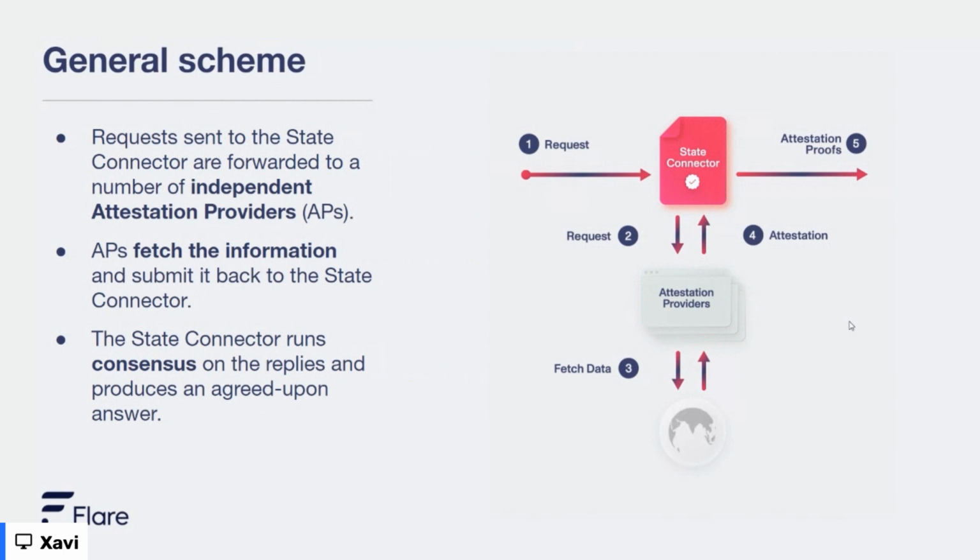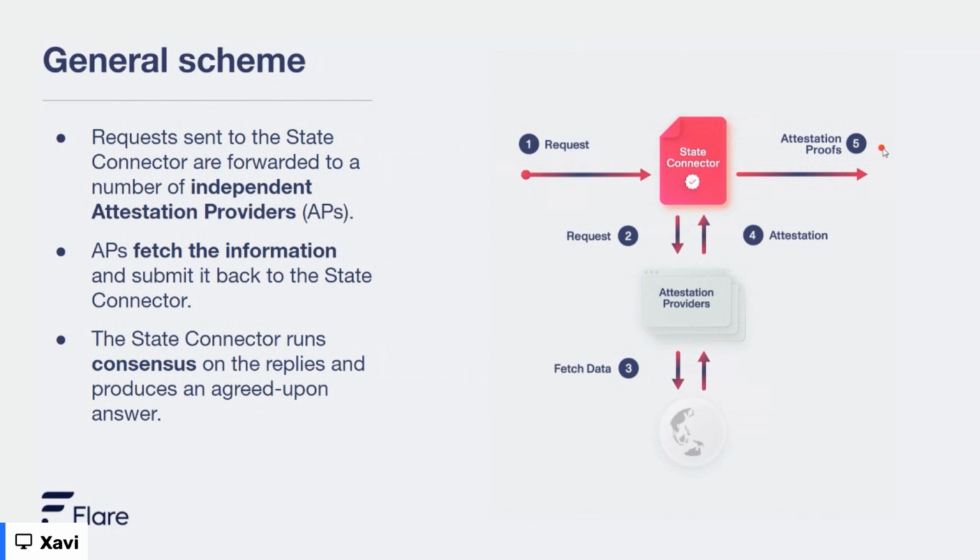They are just computer programs running on somebody else's computer that receive the requests, go into the world, fetch the information, and submit the information back to the state connector, so it gets back into the blockchain, and then they get rewarded for this, obviously. And then the state connector runs a consensus algorithm. So all the independent answers that it gets from all the attestation providers go through a consensus algorithm, and if more than 50% of the answers agree, that's the agreed upon answer, and it's made public so that whoever requested that can get the answer.